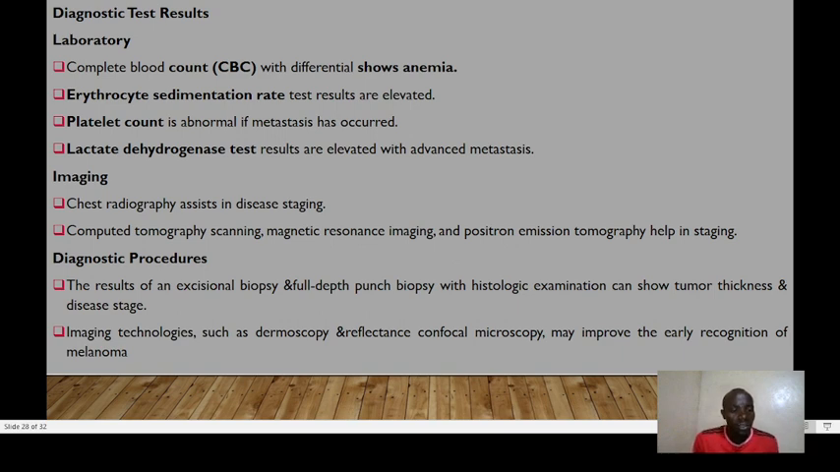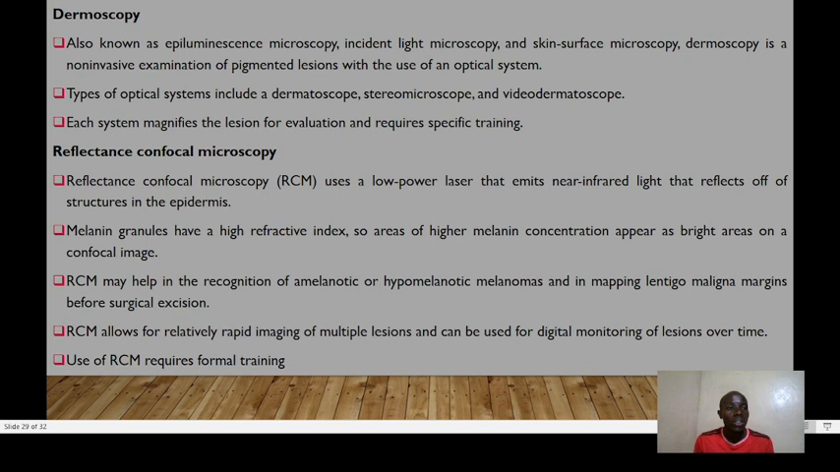So the results of an excisional biopsy or full-depth punch biopsy with histologic examination can show tumor thickness and disease staging. Imaging technologies such as dermoscopy and reflectance confocal microscopy may improve the early recognition of melanoma. Dermoscopy is also referred to as epiluminescence microscopy, incident light microscopy, and skin surface microscopy.